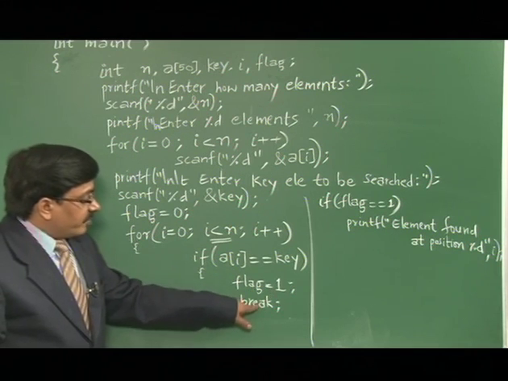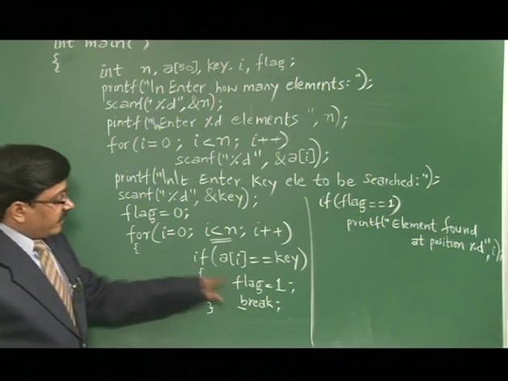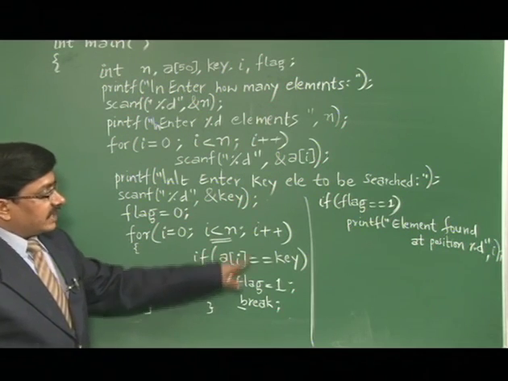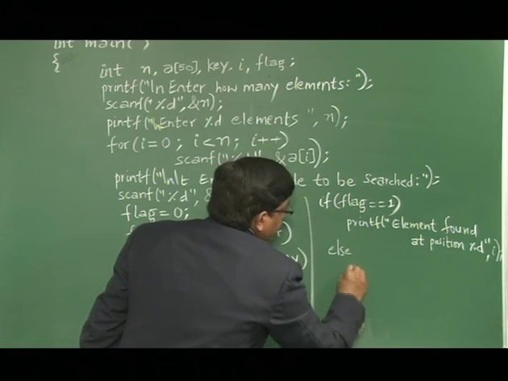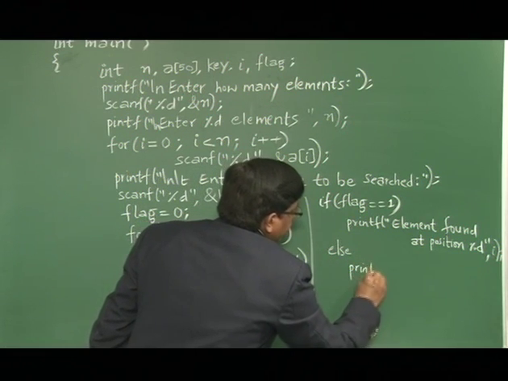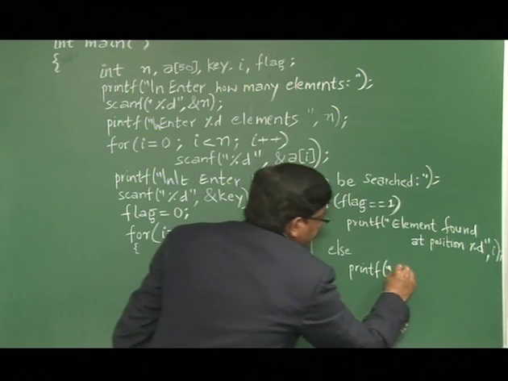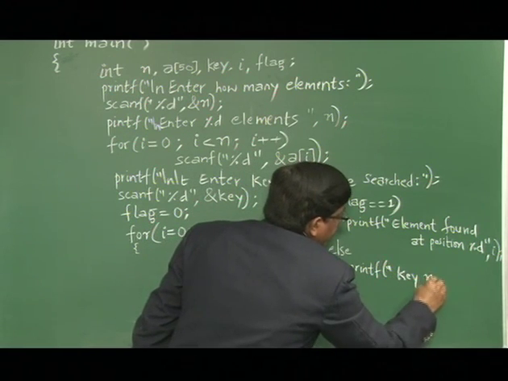So when I come out of the loop, when we have found the key value, flag has been set to 1 and we break, meaning we come out of the loop. When the flag was set to 1, whatever the i value was will get printed over there. Else, a normal message, that is unsuccessful search, or we can write key not found.